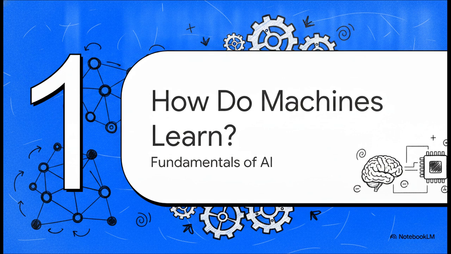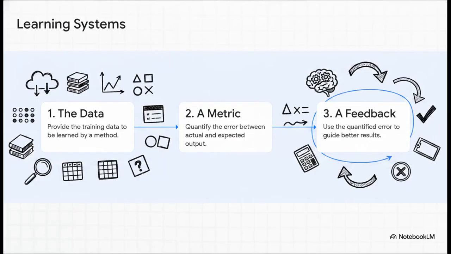All right, part one, how do machines learn? The fundamentals of AI. At their absolute core, every single learning machine really just boils down to three main parts. Step one is the data. You absolutely have to provide training data for the system to learn from. Step two is a metric. Basically, you need a purely mathematical way to quantify the error, which is really just the difference between what the system spit out and what it actually should have spit out.